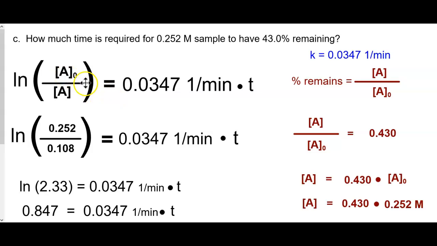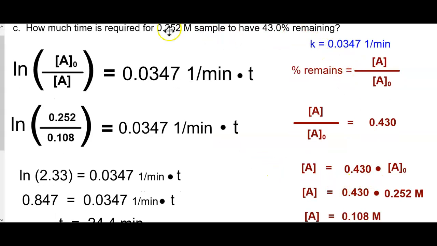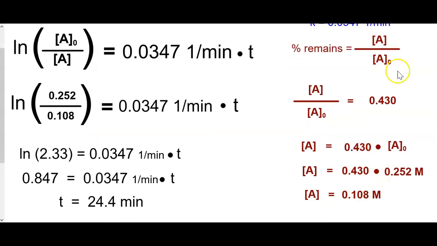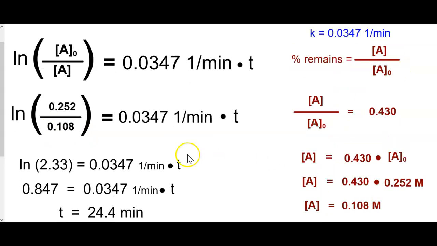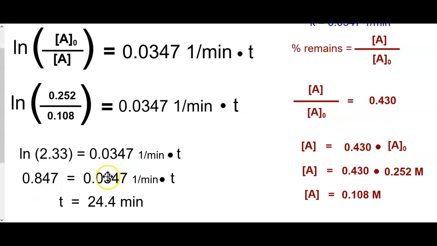So we know we're using this formula. We already know our K from the previous work we've done. We're going to put in our A naught, which we were given, 0.252, and our A, 0.108, which we calculated through the work that I described a moment ago. We can crunch this into our calculator, divide these two, and we get 2.33. We take the ln of 2.33 and get 0.847. Then I'm going to divide both sides by 0.0347 and get 24.4 minutes of time.